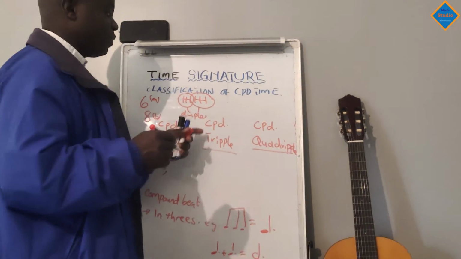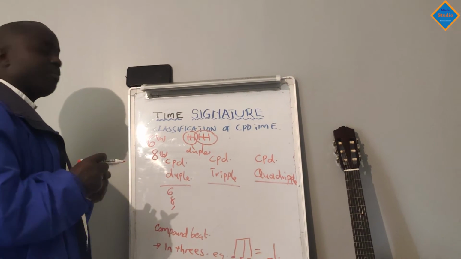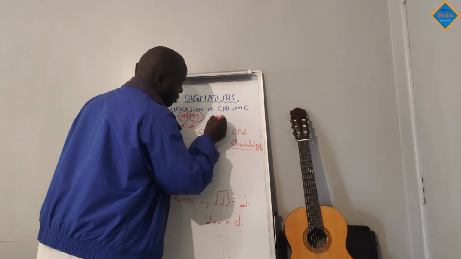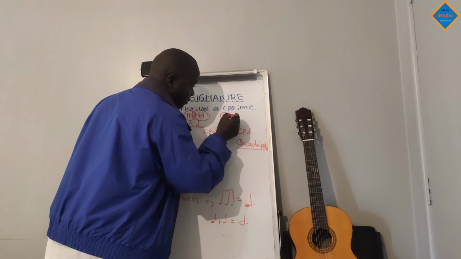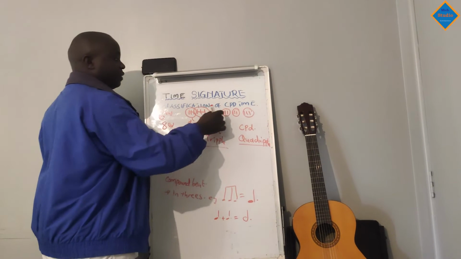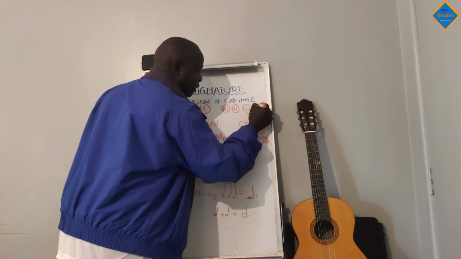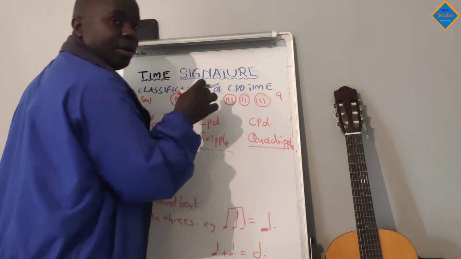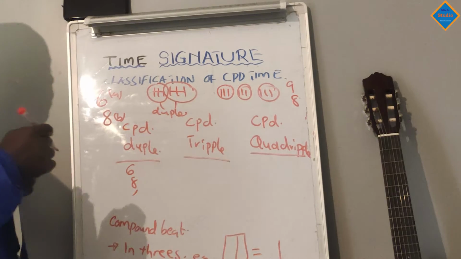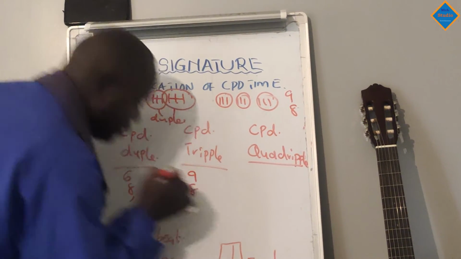When is a compound time signature considered to be triple? It will be 1, 2, 3, the first bunch, 1, 2, 3, the other bunch, 1, 2, 3, the other bunch. These threes amount to 9 quavers. So 9/8 is an example of compound triple.